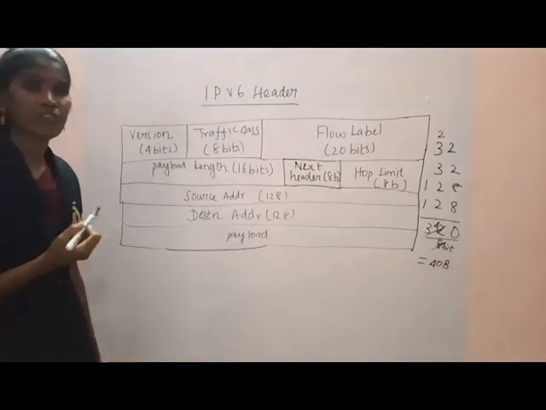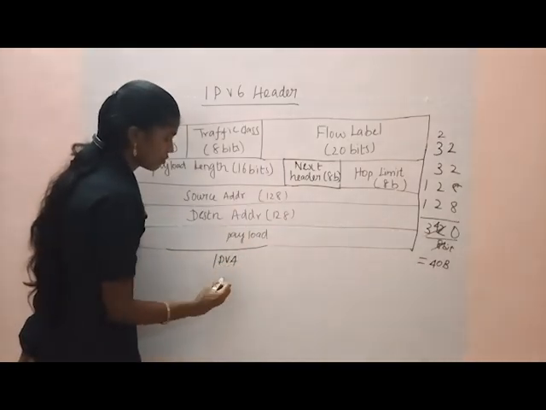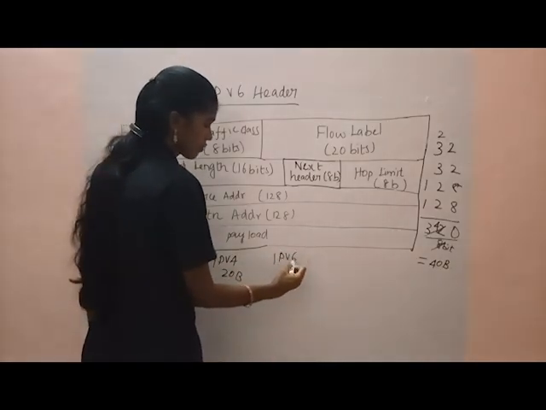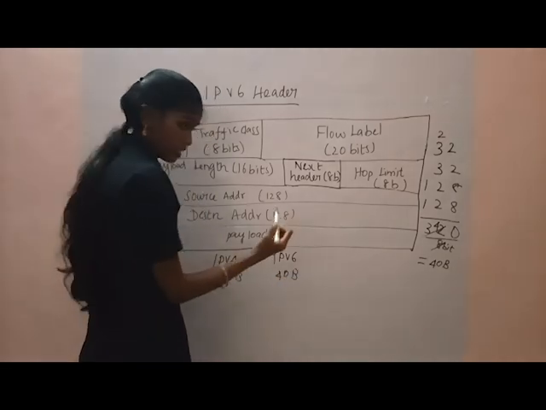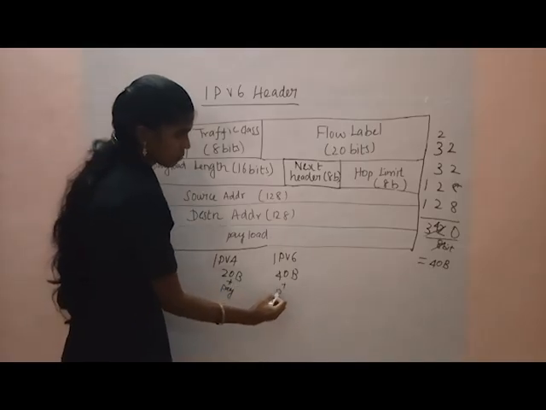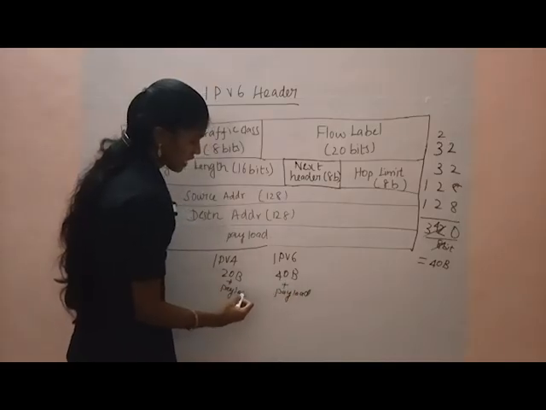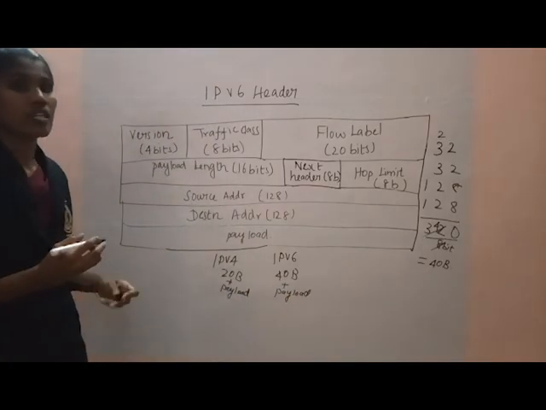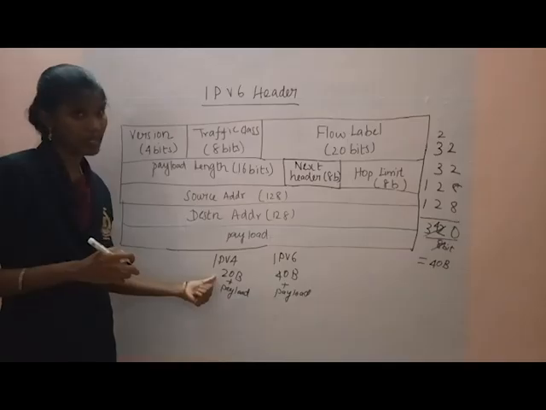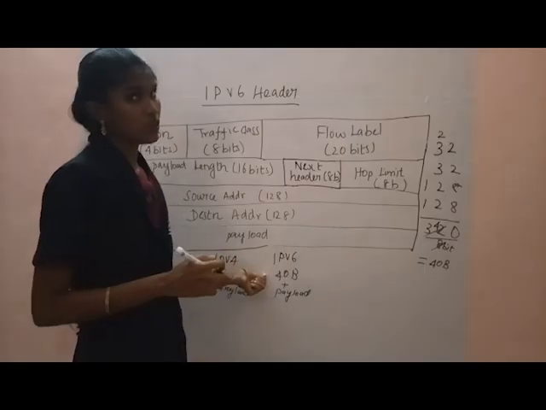What is the size of the IPv4 header? The size of the IPv4 header is 20 bytes. So when you take IPv4, it occupies 20 bytes. When you take IPv6, it occupies 40 bytes, plus payload, that is your data. Here also plus payload. So if the question is asked like this, that is what is the extra overhead when we use IPv4 and when we use IPv6? The extra overhead is extra header size, that is 20 bytes extra you have to add to each data packet.